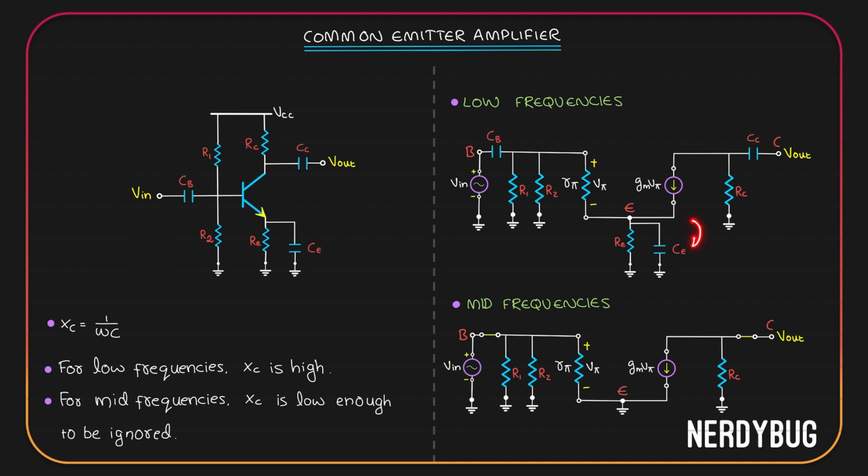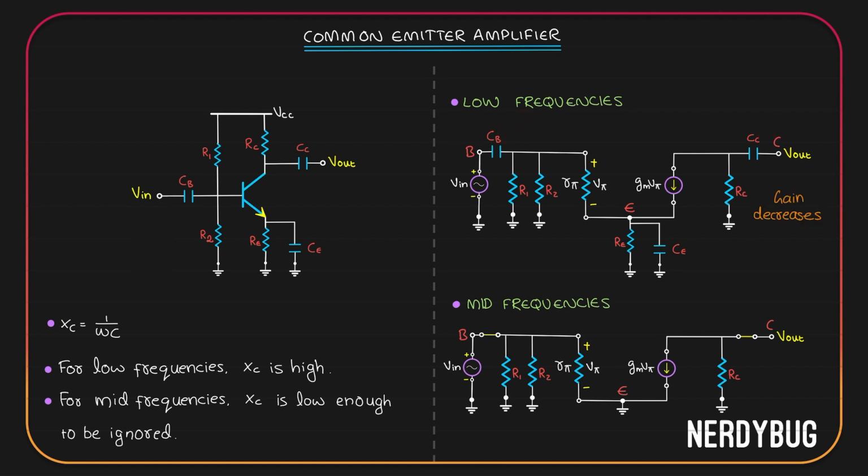Since CE is not shorted, RE will not be shorted. We already know how the presence of RE in the small signal model decreases the gain. So as frequency decreases, the effect of CE increases and the effect of RE increases in the circuit. As the effect of RE increases, we know how the gain decreases. Even the coupling capacitors CB and CC will contribute to the decrease of the gain.